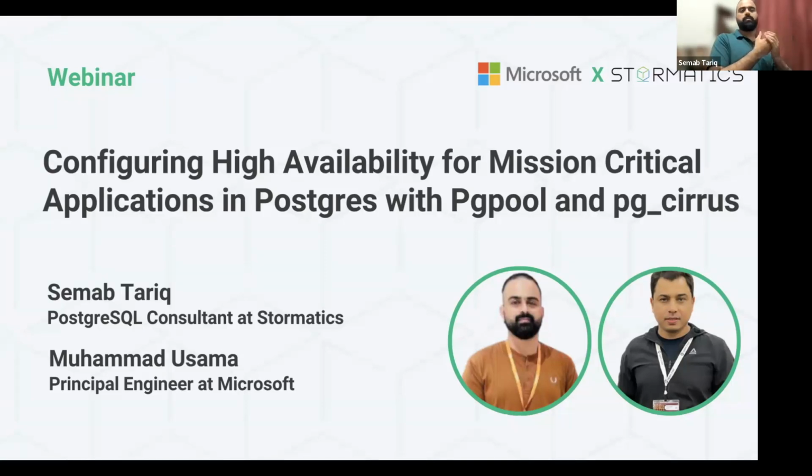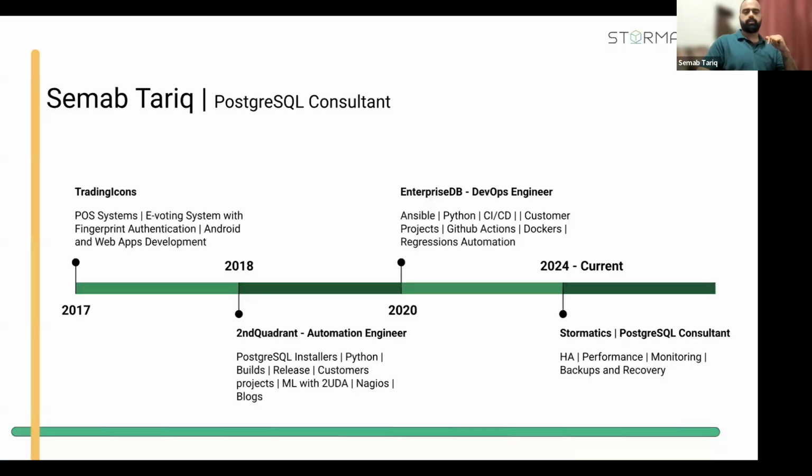Now, we created PGCeres in order to ease the effort and automate the deployments of highly available clusters so that you don't have to go through all the manual effort to deploy the clusters. With this tool, PGCeres, you just need to install the tool and the rest will be taken care of by the tool itself. So let's get started.